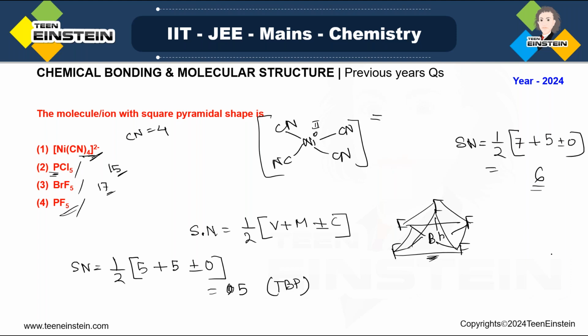But for PCl5, PX5, and PF5, in general, if I consider the formula PX5, it is trigonal bipyramidal. But BrF5 should be the correct answer. Fine.